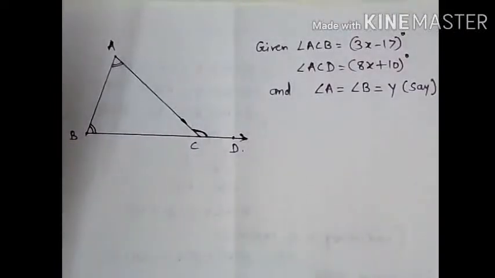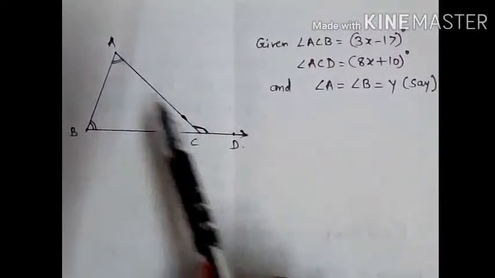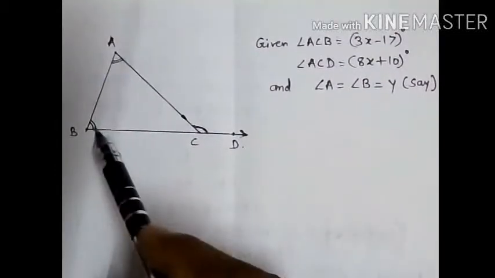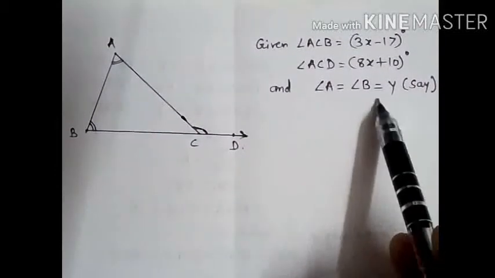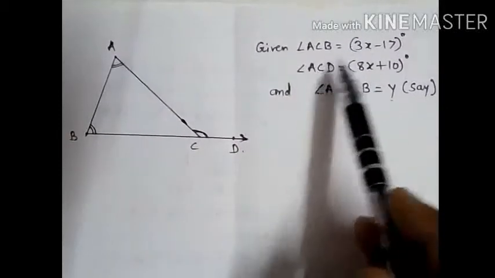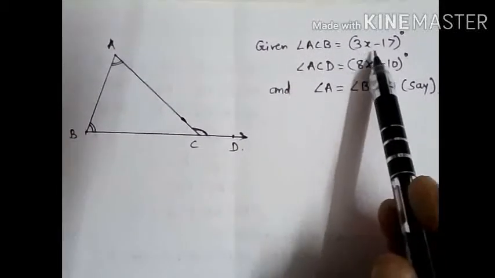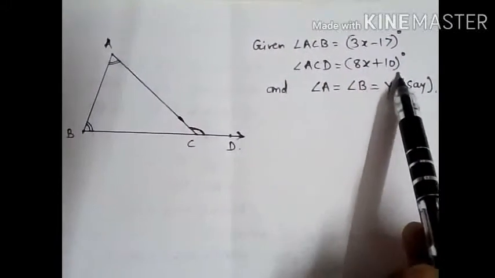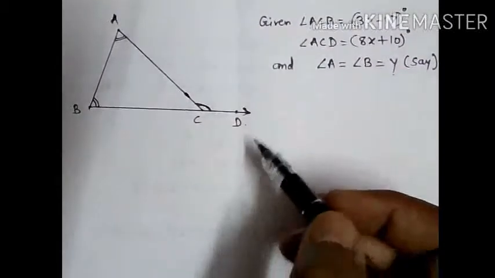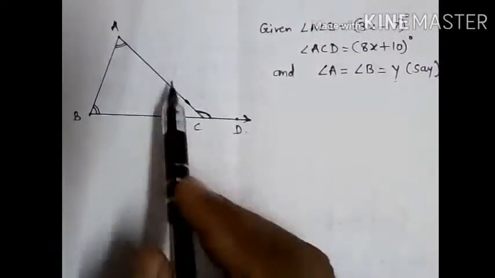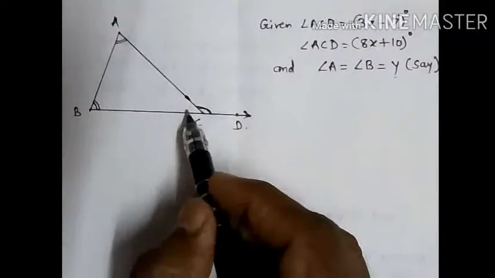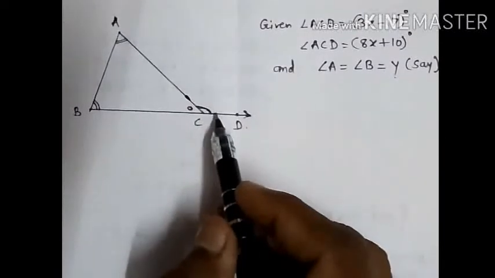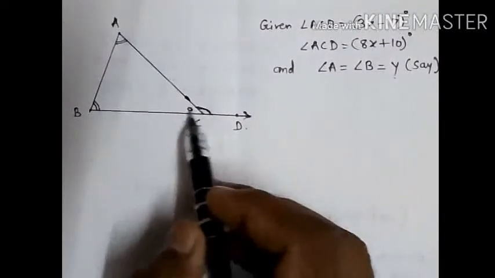We draw this figure. Triangle ABC, angle ACD is an exterior angle. Here note that angle A is equal to angle B. We say its measure be y. And again given that angle ACB is equal to 3x minus 17 degree and angle ACD is equal to 8x plus 10 degree. Here note that in this figure angle ACD and angle ACB, these two angles form a pair of linear angles. Therefore a linear angle pair.